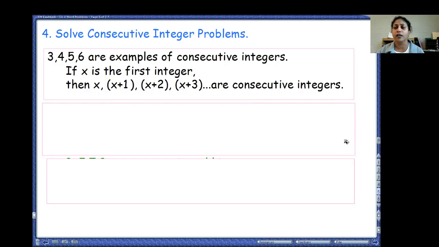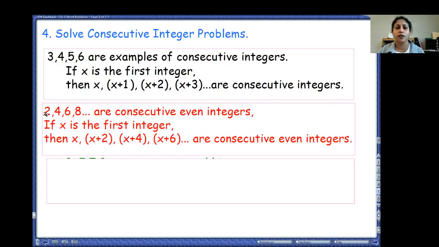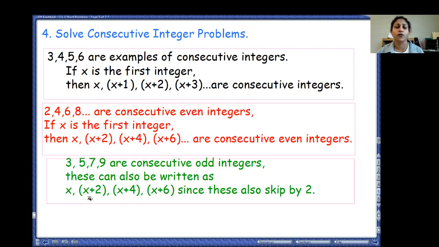If we have consecutive even integers, these are skipping by 2. Therefore, if the first integer is x, you're going to add 2, and then add 2, and then add 2. And odd integers also skip by 2. So if the first number is odd, the next odd number will be plus 2, the next odd will be plus 4, and so on. So try to understand this, that even if it's odd or even, they skip by 2's. And we're going to use this with work tomorrow, but let's try 1 or 2 word problems.